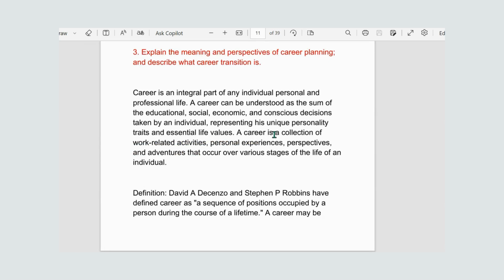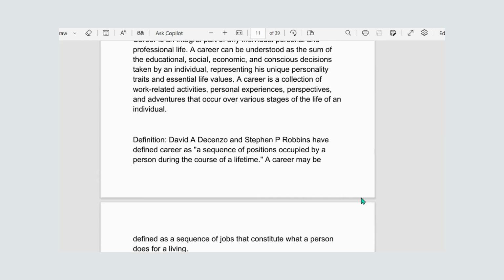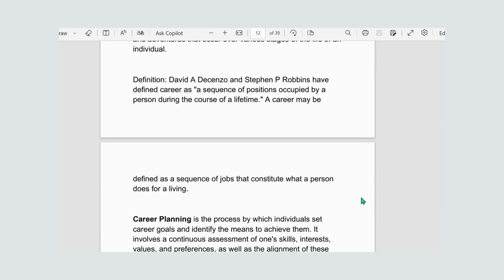Career is an integral part of any individual's personal or professional life. So we can say career is a collection of work-related activities, personal experiences, and adventures that occur through various stages of the life of an individual. You can see the definition by David and Stephen over here. What is career? Okay, now let's see what is career planning.